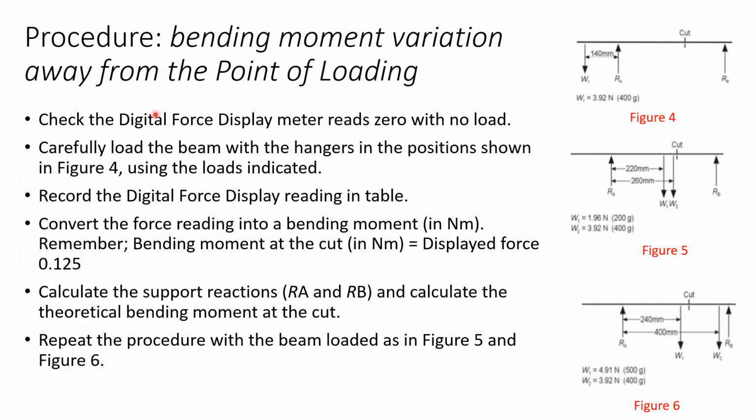So this is the procedure for bending moment variation away from the point of loading. So we will see the effect at this cut position. So our load is away from this cut position. In figure number 4 you can see we will load W1. In figure number 5 you can see this is the force diagram. We will apply two loads, W1 and W2. In figure number 6 you can see we will apply again two loads, and we will vary the positions from the supports of this beam, and again we will find the bending moment at this cut section.